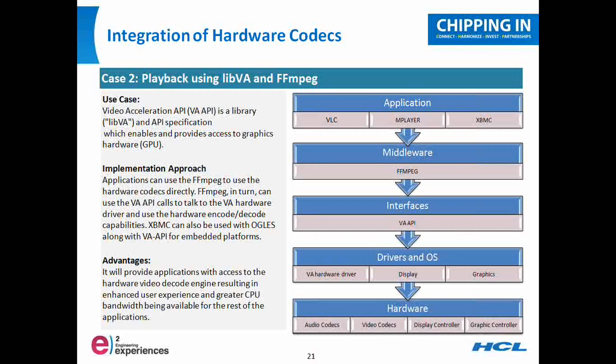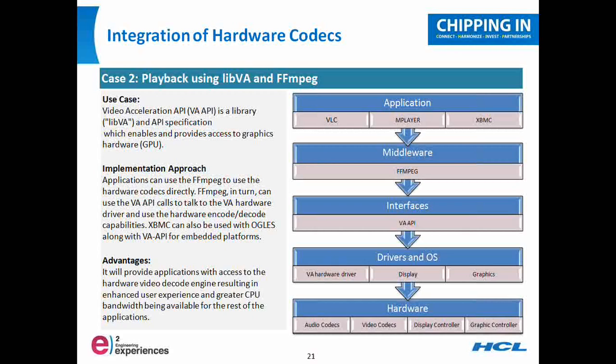So in the earlier example, the platform which the user had hardware codecs implemented. Now in this particular platform, the user has a graphics GPU. So the implementation approach will be like, instead of hardware codecs, now FFmpeg can be integrated with VA API, and the VA API will communicate with the VA hardware drivers, and by using VA hardware drivers, it can use the GPU for decoding and encoding.